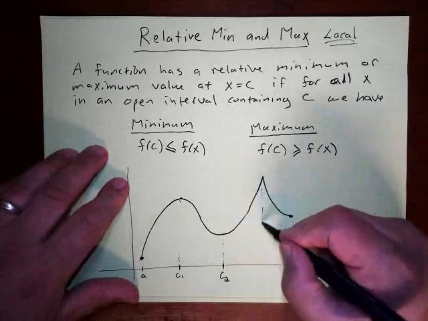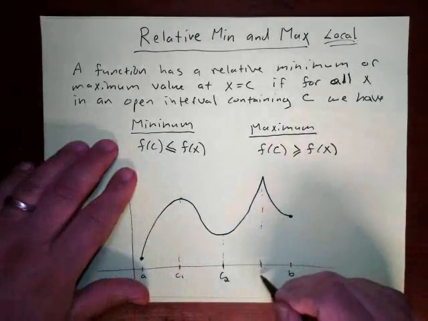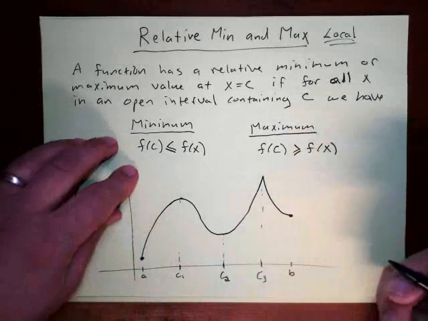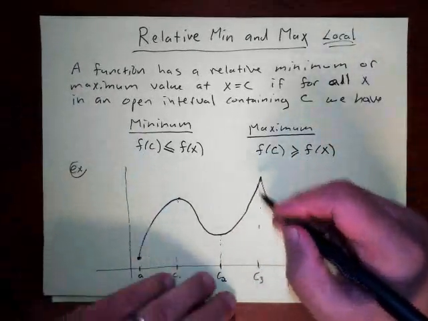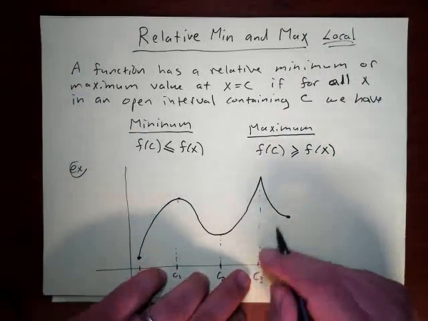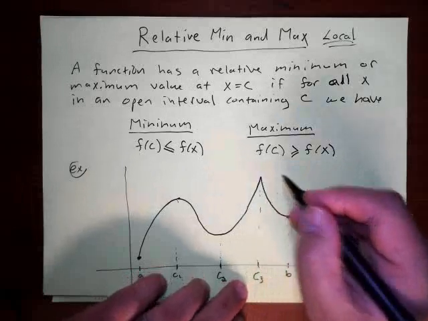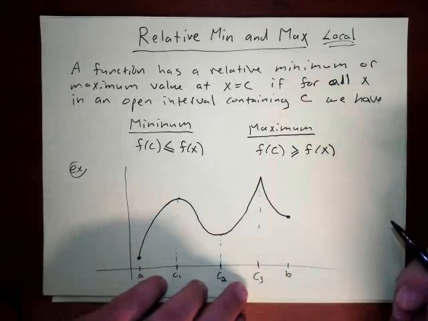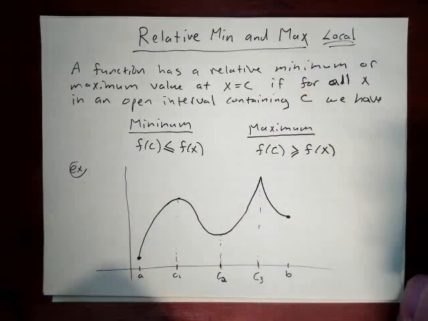And this is another place, c3. And again, this is a max. There's an open interval where all these x values are less than the value at that point. And so that is, in this case, a local maximum.